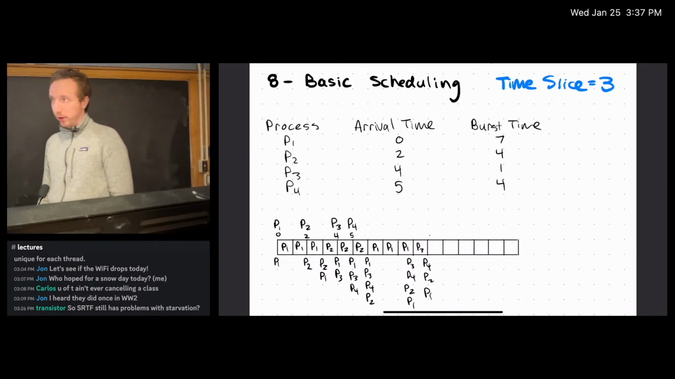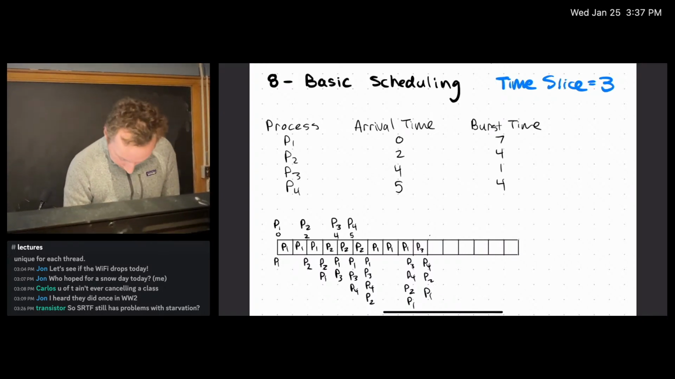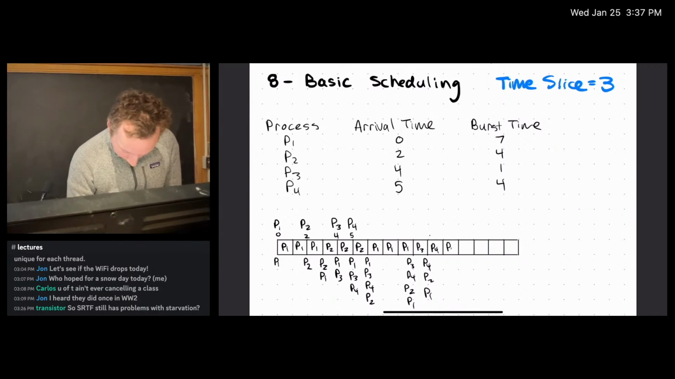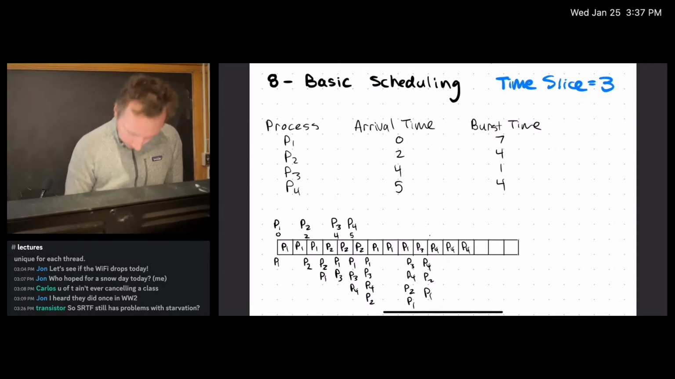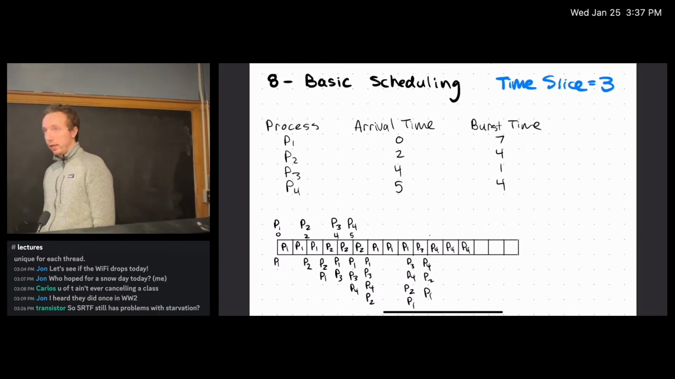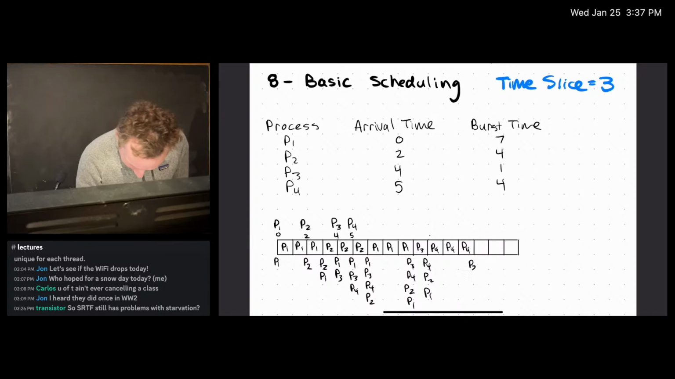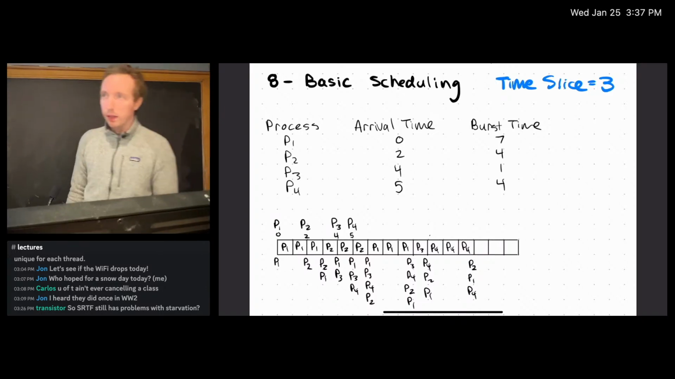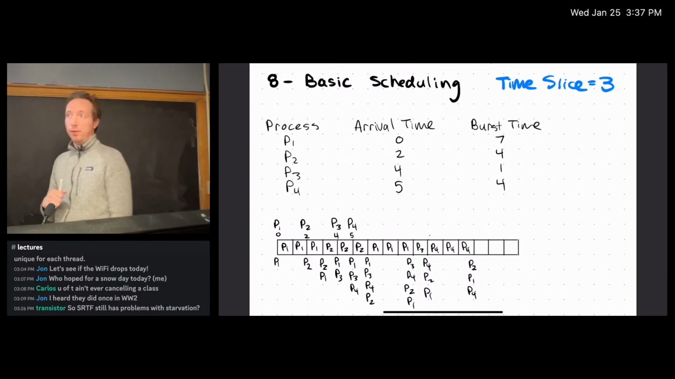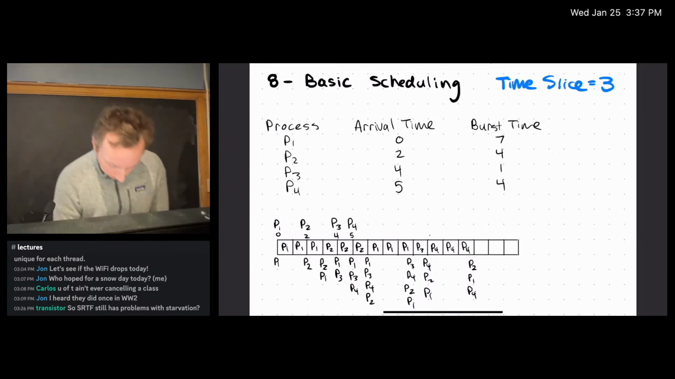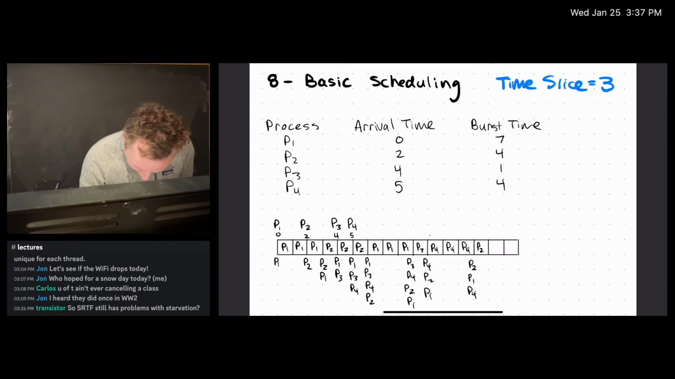So now we would just schedule P4. It would execute for its 3 time units, and it's not done yet. It still has 1 time unit left. So our queue would look like P2, P1, P4. Now each of these processes just has 1 time unit remaining, so we would just go in order: P2, P1, P4.